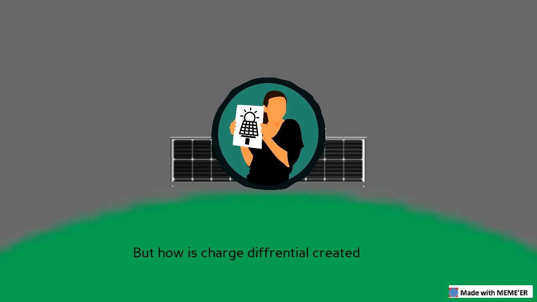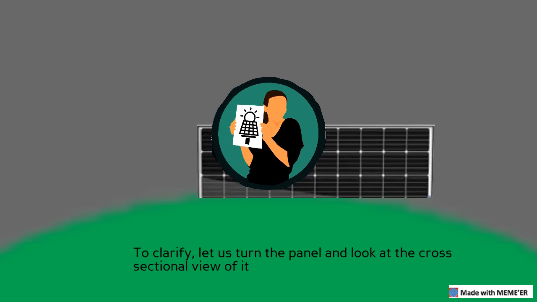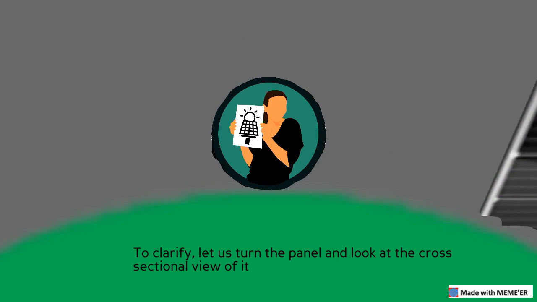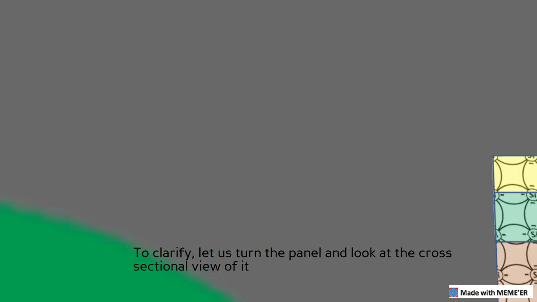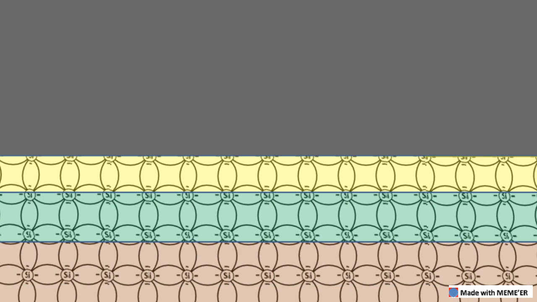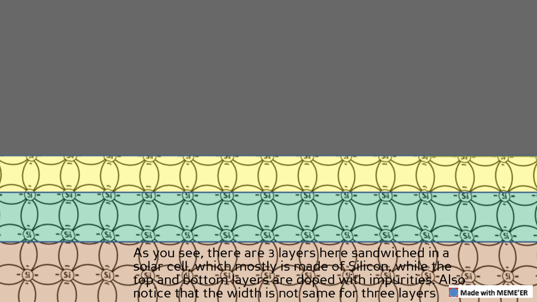But how is the charge differential created? To clarify, let us turn the panel and look at the cross-sectional view of it. As you see, there are three layers sandwiched in a solar cell, which is mostly made of silicon, while the top and bottom layers are doped with impurities. Also notice that the width is not the same for the three layers.